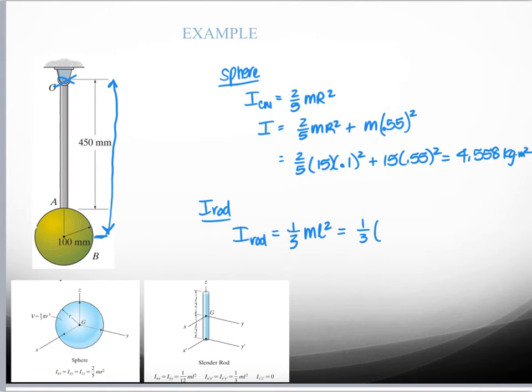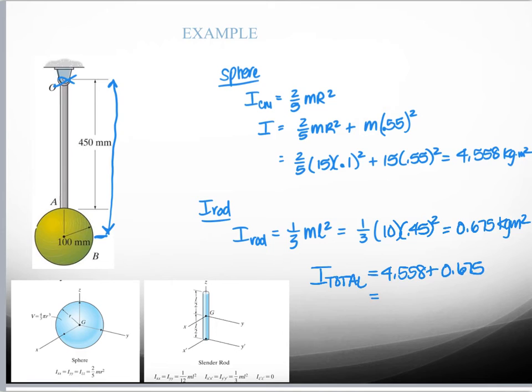The mass of the rod is 10 kilograms. It's 0.45 meters long, and so its moment of inertia is 0.675 kilograms meters squared. The total is, we're just going to find, 0.4558 plus 0.675, and it's going to be equal to 5.23 kilograms meters squared. And so that's the overall mass moment of inertia of this object.